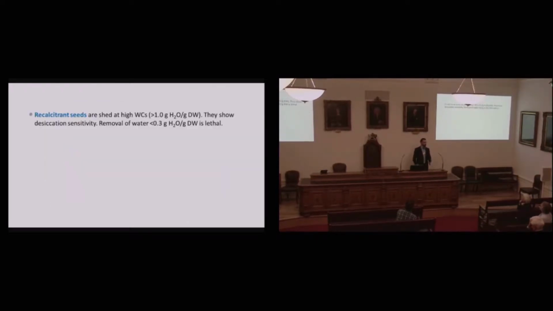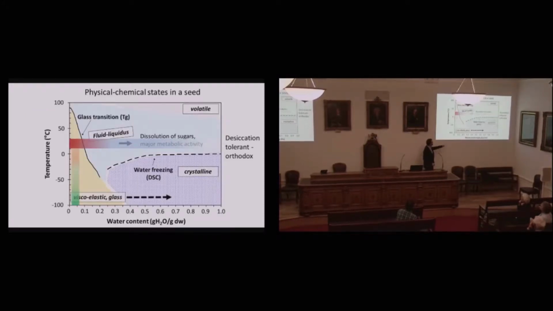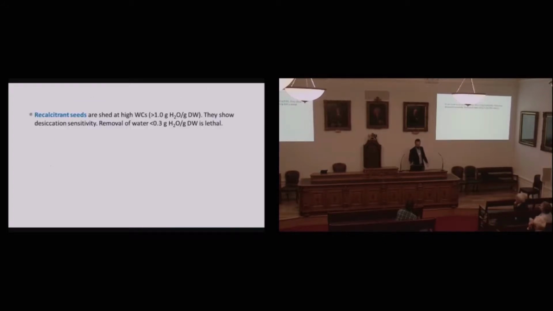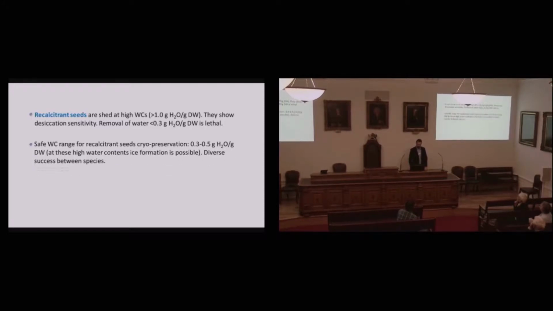However, we have different types of plant materials, as the previous speaker has commented. There are plants that don't produce orthodox seeds. There are plants, for example, that produce recalcitrant seeds. Recalcitrant seeds have high water contents, and they are sensitive to desiccation. So if you lower the water content below 0.3, and just remember this graph, if you remove the water below that water content, they die. So you cannot induce a glass just by desiccation as you do in orthodox seeds.